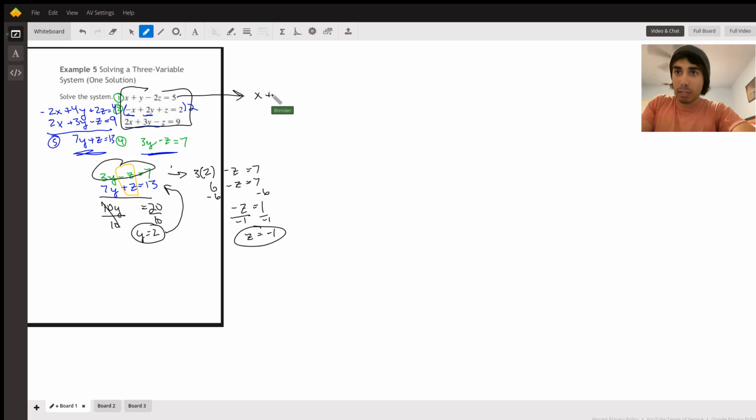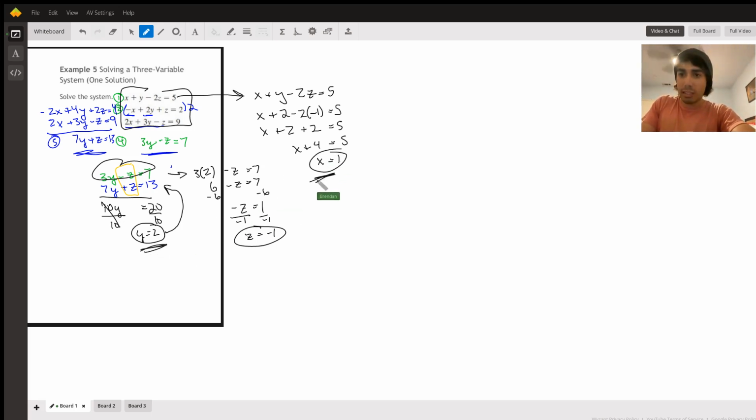So I've got x plus y minus 2z equals 5. And then in place of x, we don't know that, so that's our x. Y is 2, so I'm going to replace that with 2. And then minus 2 times z. Z is negative 1 equals 5. All right, so that becomes x plus 2. Negative 2 times negative 1 is a positive 2 equals 5. 2 plus 2 is 4. Subtract 4 from both sides, and we have got x equals 1. All right, so there you go. There's your solutions. X is 1, y is 2, and z is negative 1.